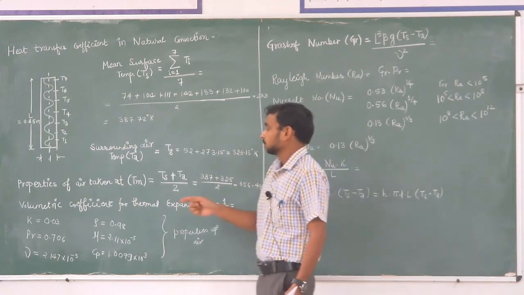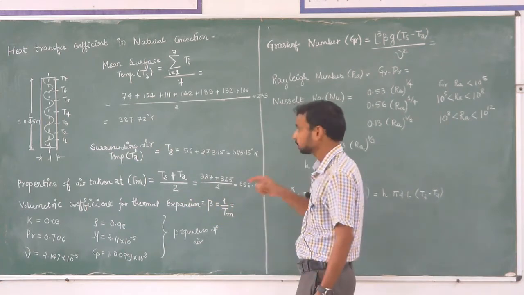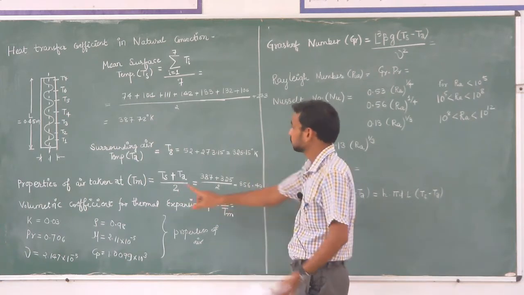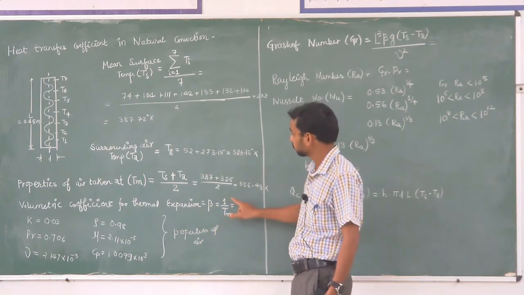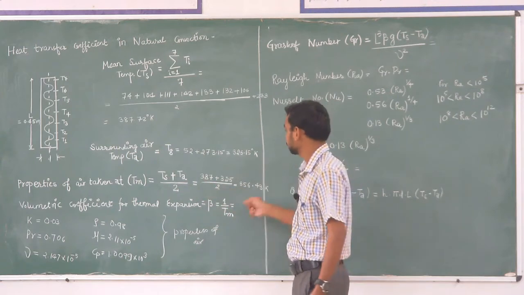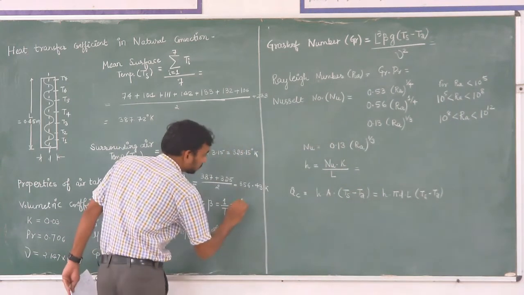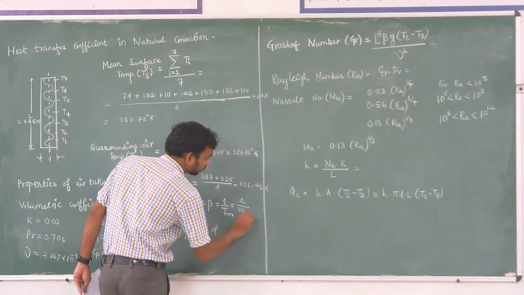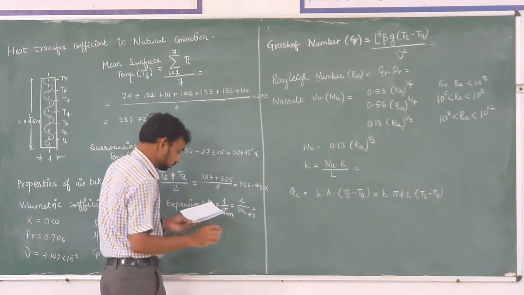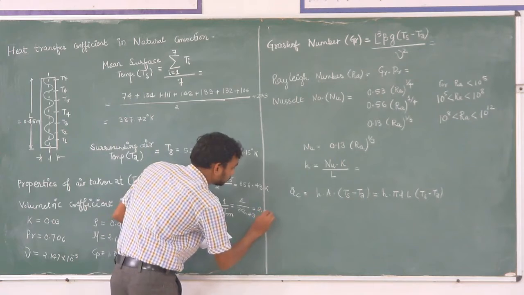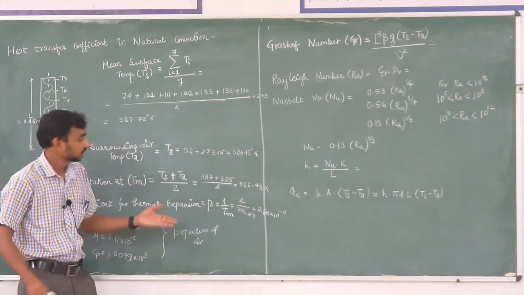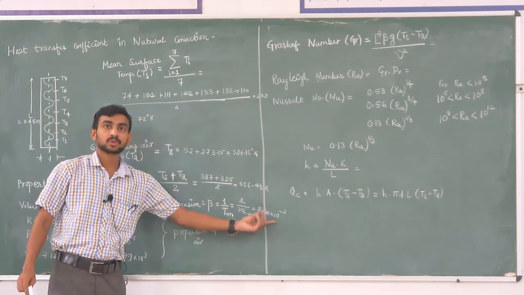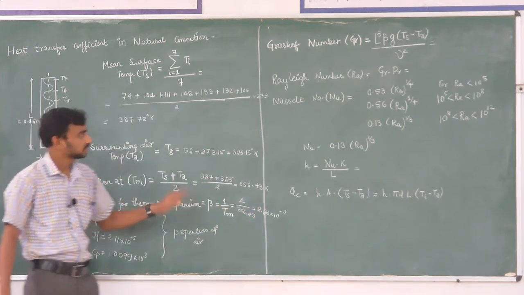Now, we have to find out the heat transfer coefficient. For this, first we have to calculate the volumetric coefficient of thermal expansion, beta, which is the inverse of the mean temperature. So, 1 by 356.43, which is approximately equal to 2.806 10 to the power minus 3 Kelvin inverse. So, this is the value of beta, the volumetric expansion coefficient.